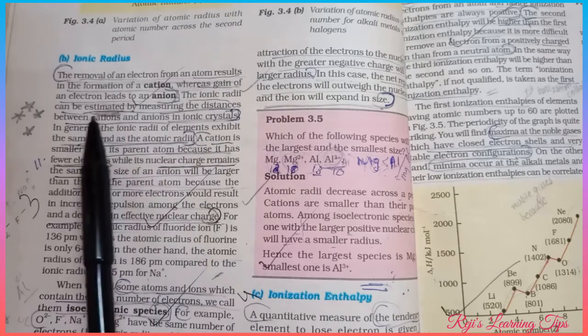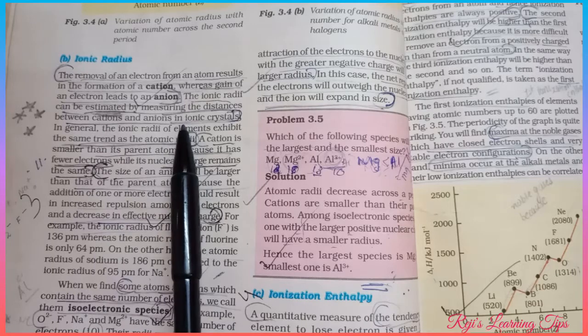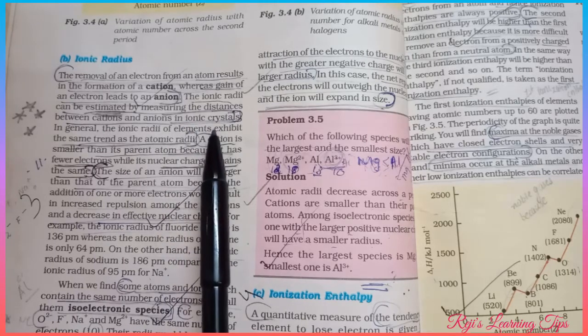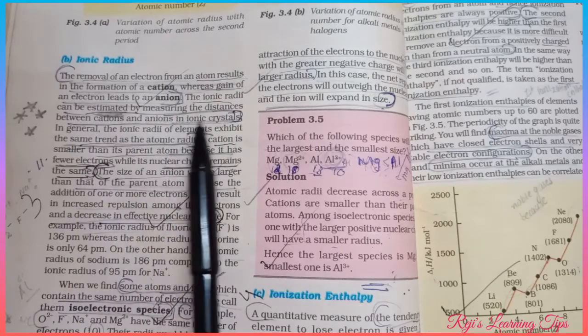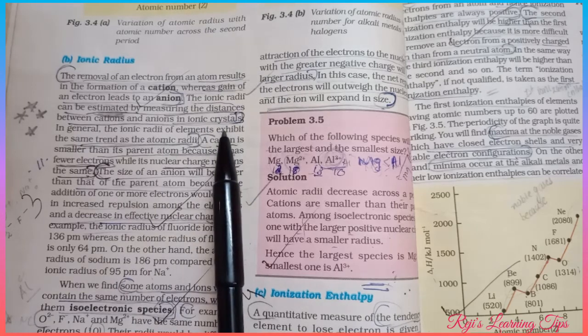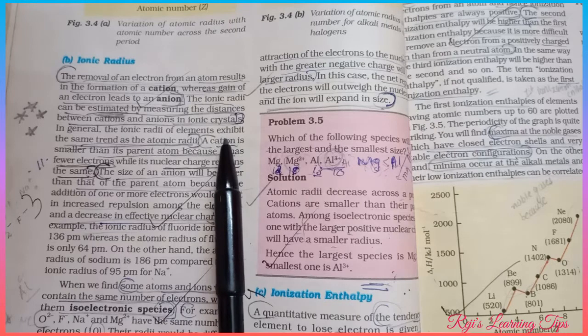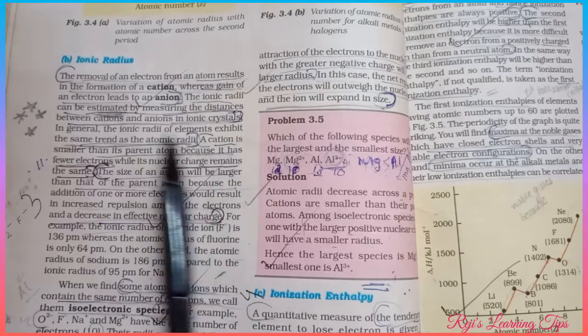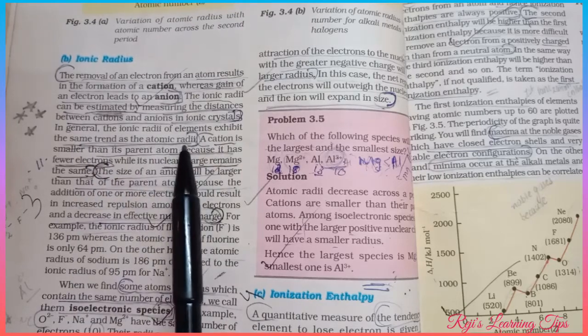The ionic radii can be estimated by measuring the distance between cations and anions in ionic crystals. In an ionic crystal, the distance between the cations and anions is known as the ionic radius. In general, ionic radii of elements exhibit the same trend as the atomic radii.